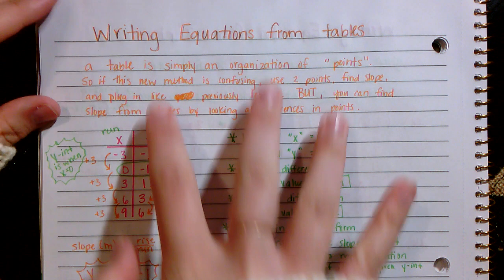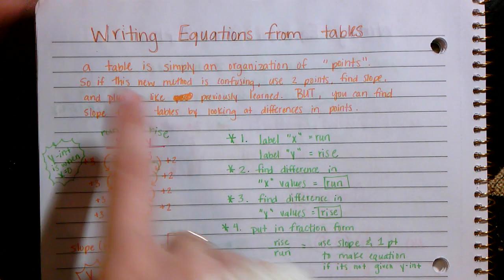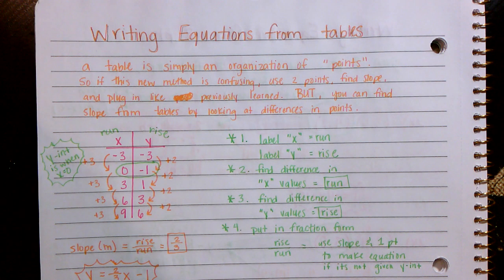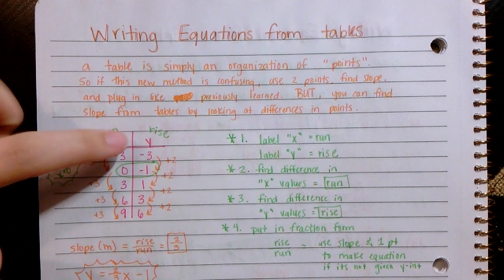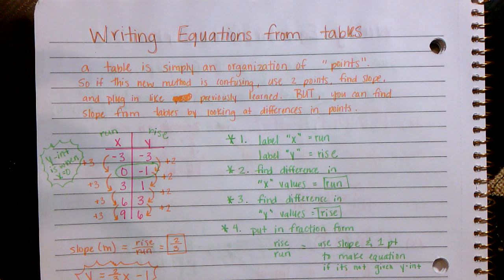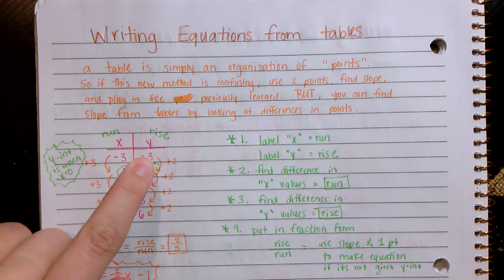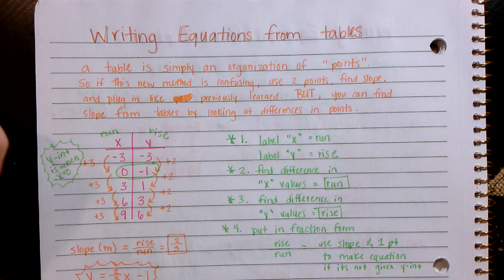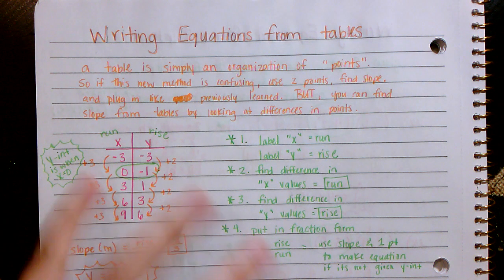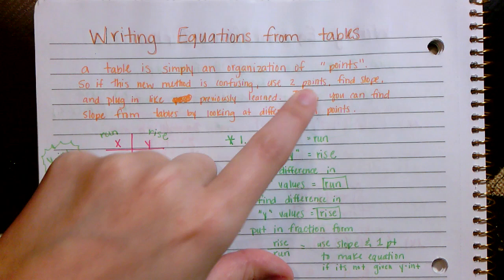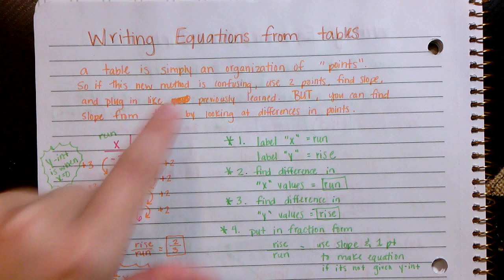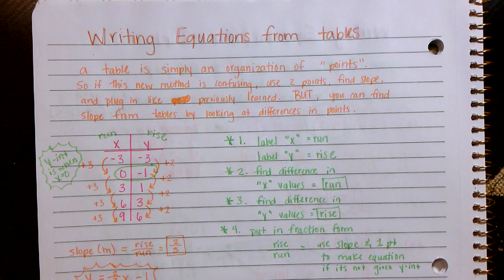So we're going to talk about writing equations from tables. Up here I put, a table is simply an organization of points. Instead of writing them with parentheses all around them, we just stuck them all in a table. It's just organizing your points. So this is an x value and this is a y value. It's the same thing, it just looks different. So if this new method that I'm about to teach is confusing, just use 2 points, find your slope, and plug it in like we previously learned on the past page.